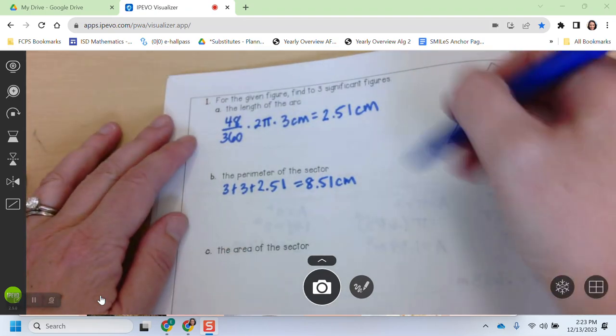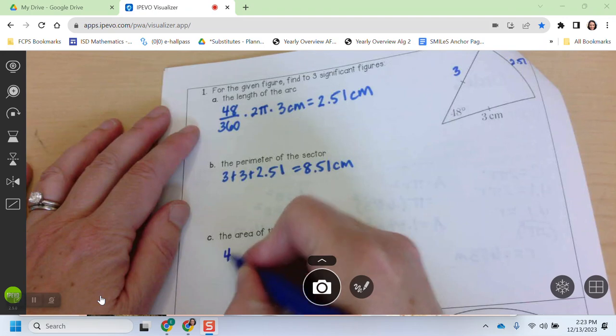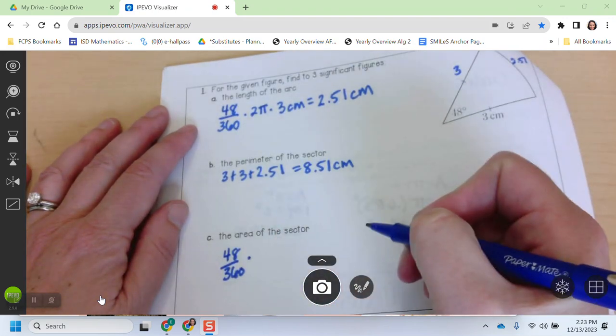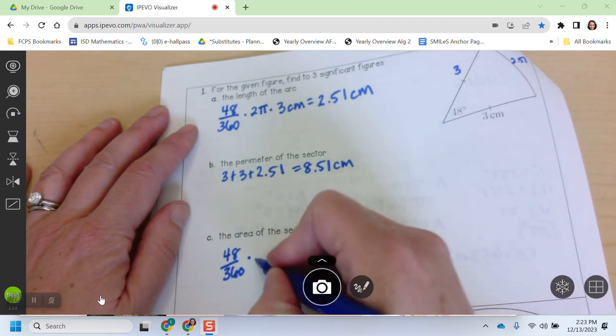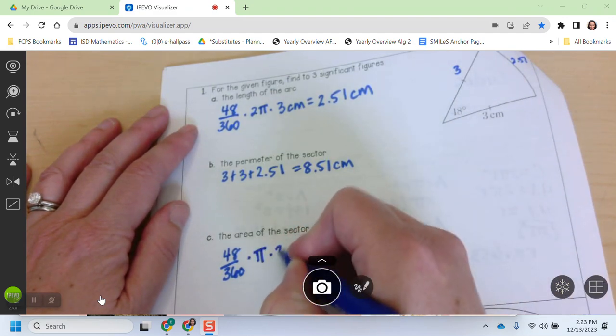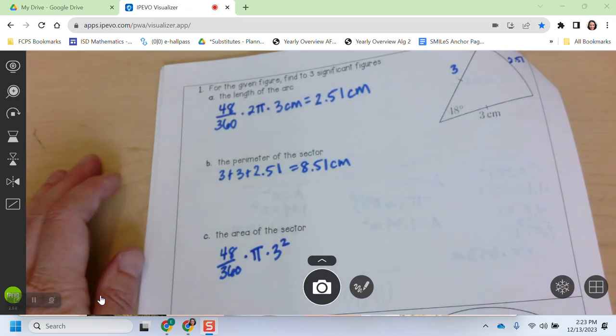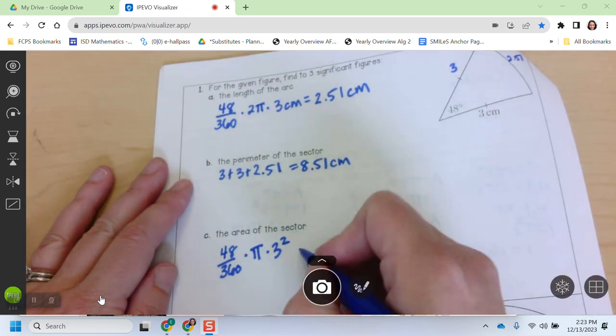To find the area of the sector, you're going to use the same fraction, 48 over 360, but multiply it by the area of the whole circle. So 48 out of 360, that's the portion of the circle we have, times the area, which is pi r squared. So pi times 3 squared. And if you put that in your calculator, you should get about 3.77 square centimeters.